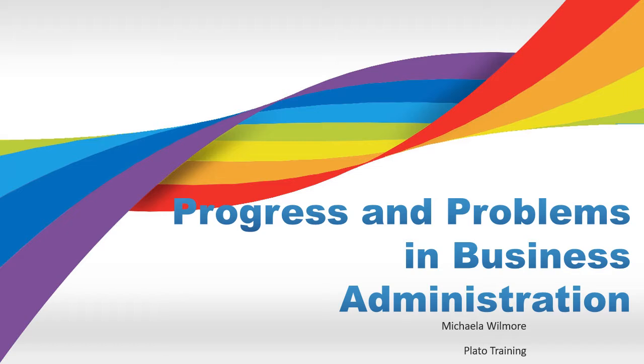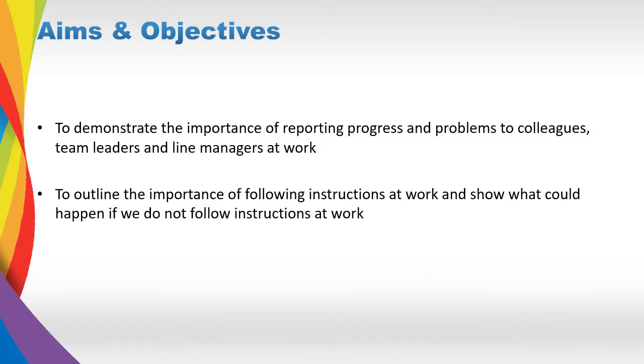So today's session is going to be looking at progress and problems that we could have when we are working in business administration. Your aims and objectives of today's session are to demonstrate the importance of reporting progress and problems to colleagues, to team leaders and line managers at work, and to outline the importance of following instructions at work and show what could happen if we do not follow instructions at work.